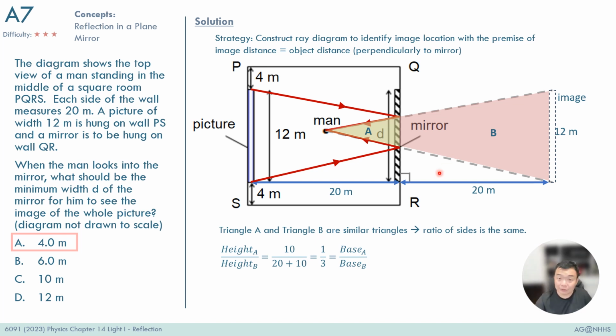So we have gotten the ratio 1/3, and then we just equate it to the base of A over base of B, because the ratio of the sides is always the same. So once we have done that, we notice that the base of triangle B is 12 meters, and we can easily solve for the base of triangle A, which is 4 meters.